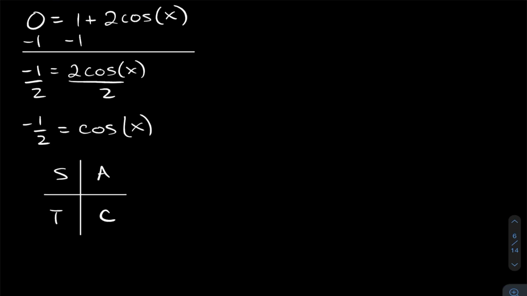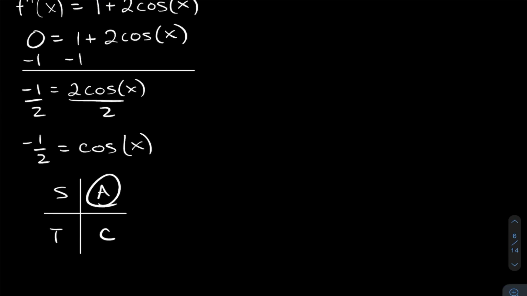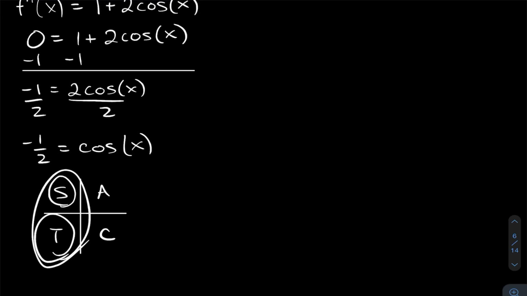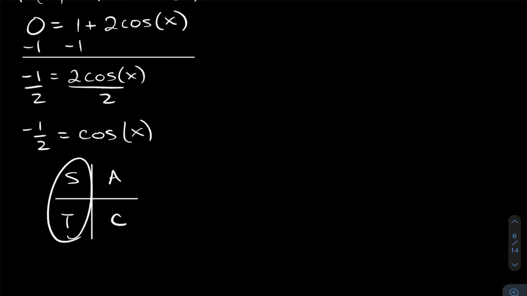So we know that all trig functions are positive in the first quadrant, only sine's positive in the second, tangent's positive in the third, and cosine's positive in the fourth. So we know that the two quadrants where this x could end up in are the second quadrant and the third quadrant, because cosine's not positive here. Okay? So sadly, we're going to be doing our answers here in radians. I hate radians.